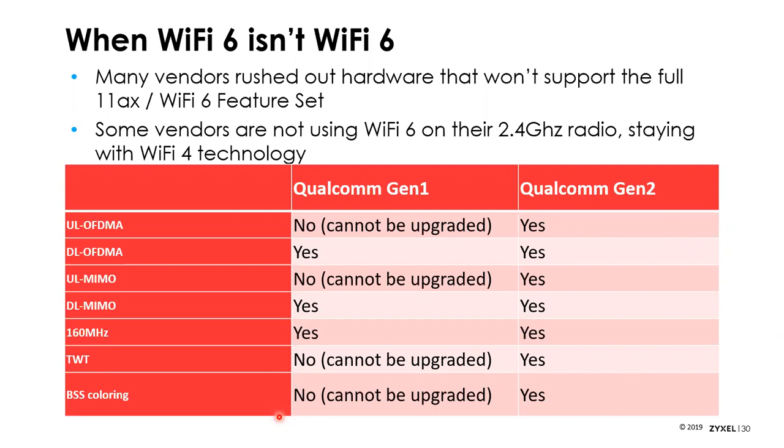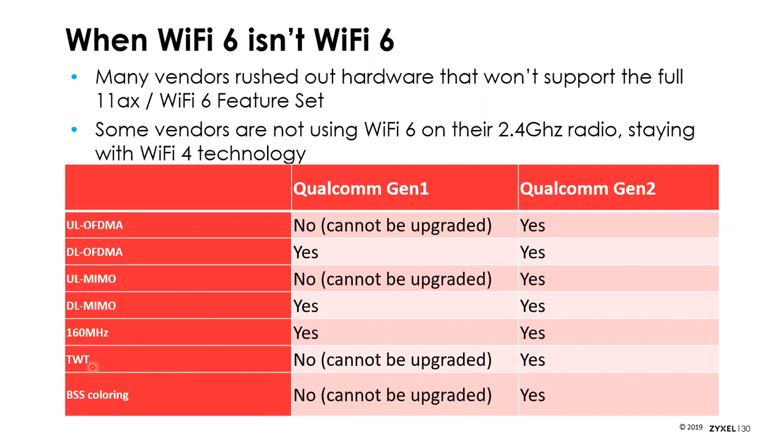And these companies don't necessarily make it easy to figure this out. So for Ubiquiti, you've got to go and look on the data sheet and pull up the RF specs to see that the 2.4 radio doesn't support Wi-Fi 6. And for some of these other vendors that are using these old Gen 1 chips, the only thing you can do is look at the data sheet and see, do they mention OFDMA in both directions? Do they mention upstream MIMO?